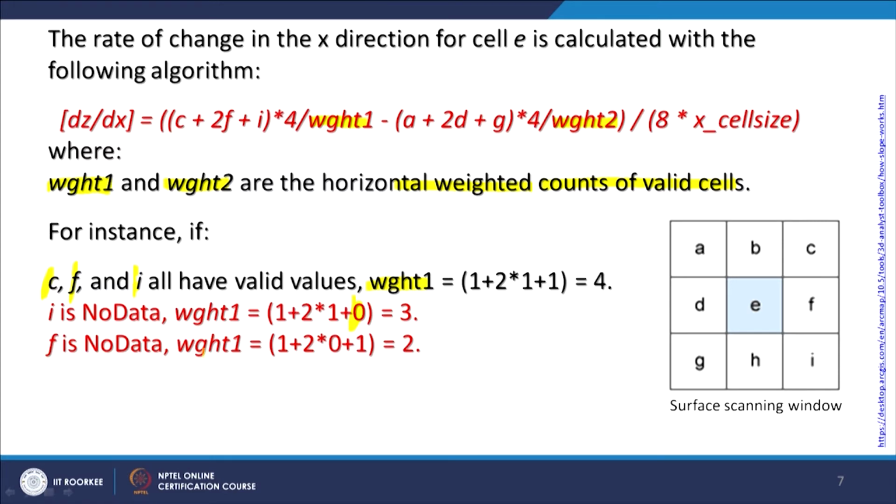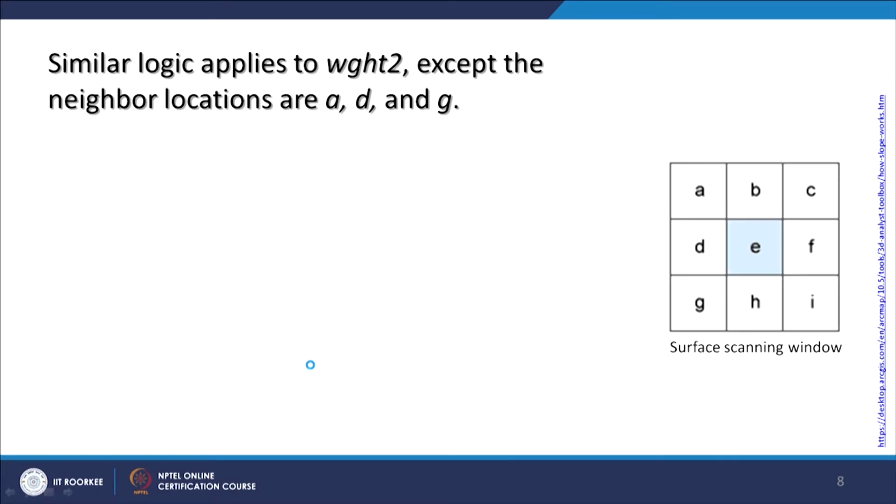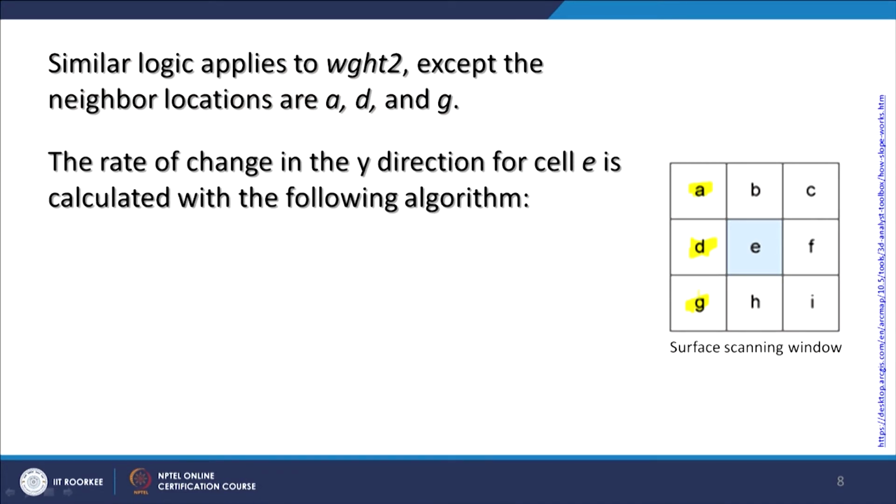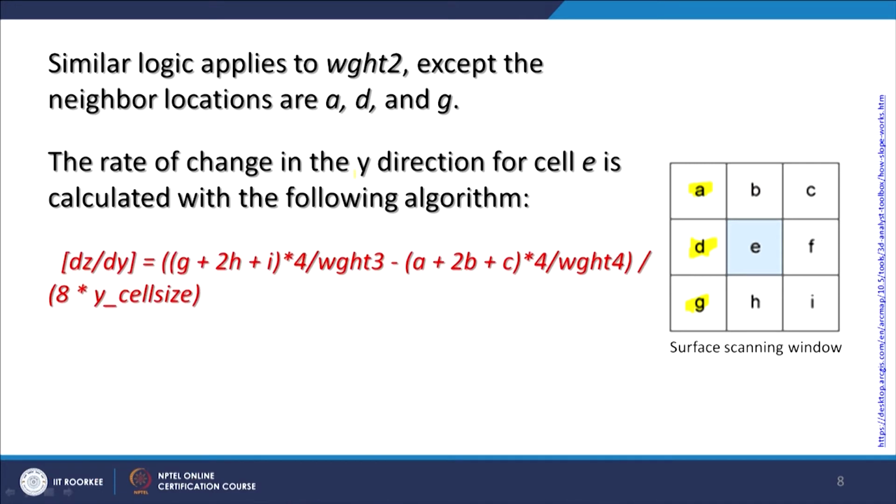If F is no data then the calculation will be like this, and similar logic will apply to weight 2 also, except the neighborhood operators will be A, D and G likewise. So for each cell the calculation is done. The rate of change in the y direction for the cell E is calculated with the following.